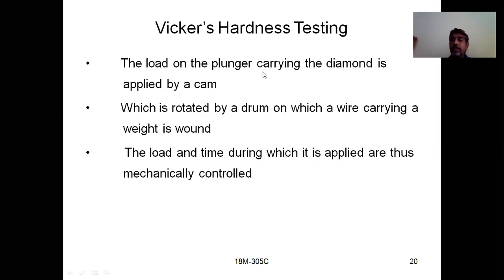That means, which mechanism are we using generally? The mechanism may vary, but the test procedure will not vary. Here we are using a mechanical system. Somewhere you may use a hydraulic system. Somewhere you use an electric system. So whatever system you use, the procedure will not change. Only the mechanism for applying the load will change.